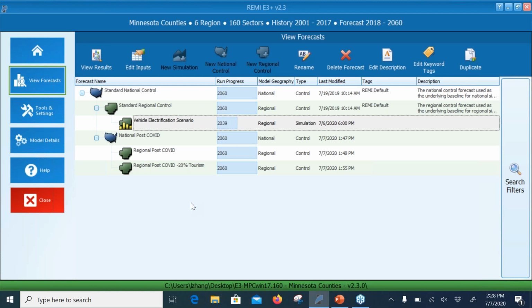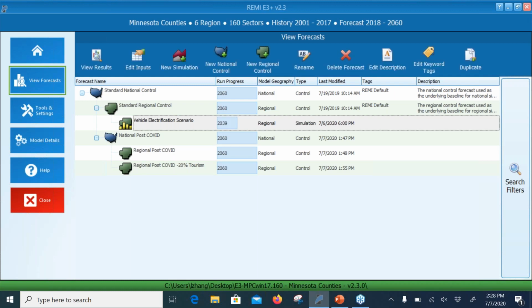So the standard national control for 2.3 models was based on 2019 data, where we had no idea that COVID-19 was actually coming. So that serves as our no COVID baseline. And then we have macro forecasts from the University of Michigan's research seminar in quantitative economics, and they've been putting out monthly updates for the macro economy forecasts. So that'll serve as our post-COVID forecast.